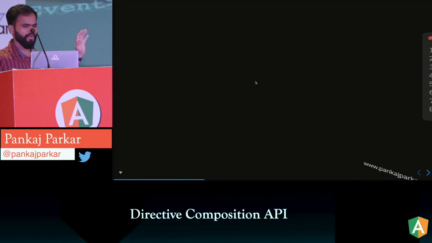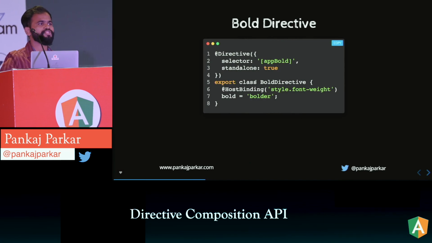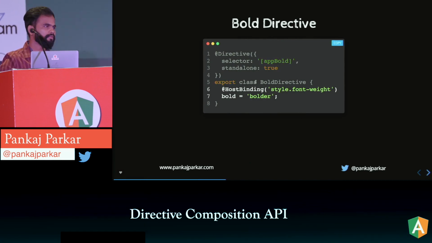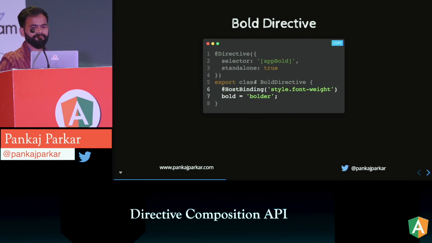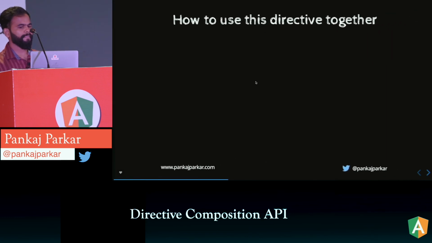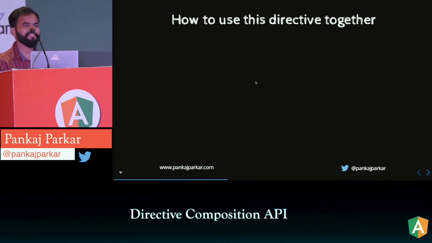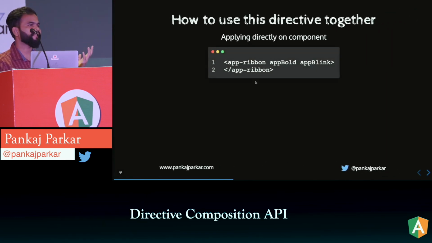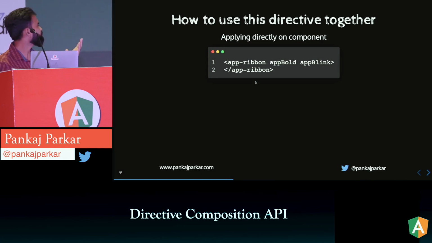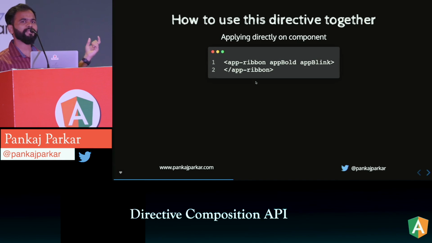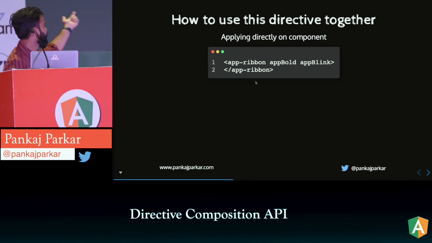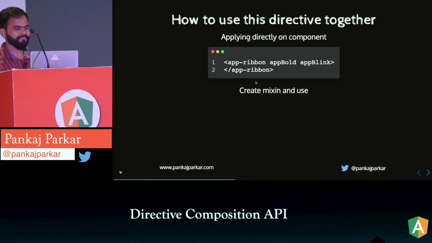One more directive we have is the bold directive. Very simple. What's inside the bold directive? It makes the text bold wherever this directive is applied. Now, how do we use these directives in a simple way? A very simple technique is to apply them inline. Suppose I have an app ribbon component, I will have to explicitly specify them, like app bold and app blink.